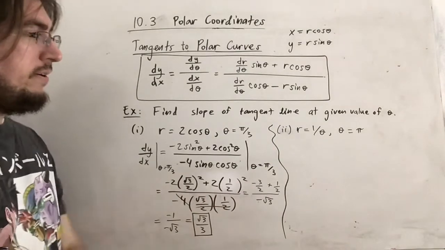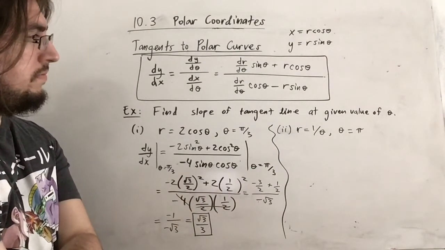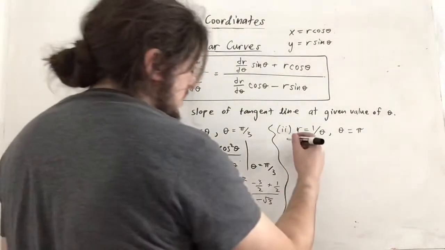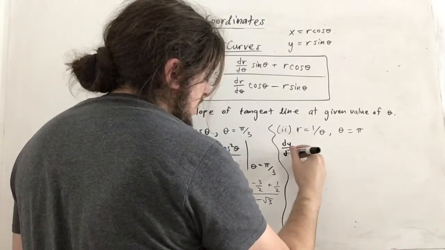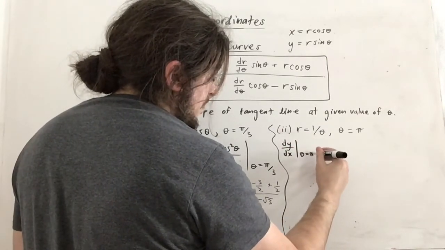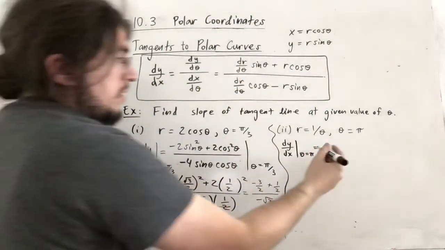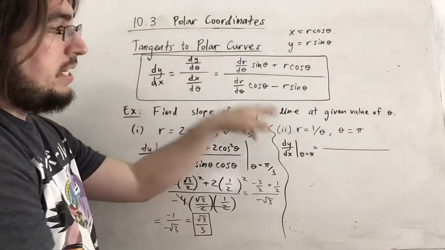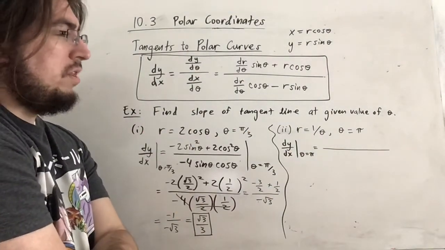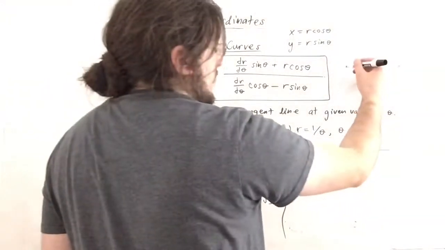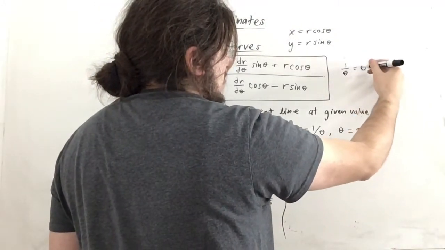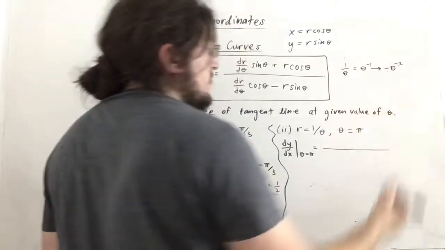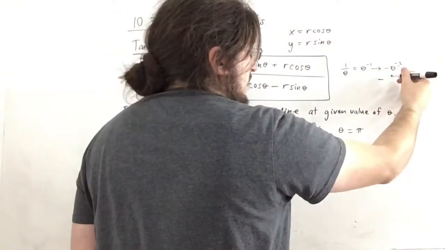Now the second one here, well, let's see if we can follow it in the same way. I know it's kind of cluttered, but let's see what happens. So we have dy over dx, and then we're going to plug in theta equals pi. Now again, following this formula, we have this pretty long fraction, I think. dr d theta, derivative of 1 over theta. Well, 1 over theta is, let me write it over here. 1 over theta is theta to the negative 1, and its derivative is negative theta to the negative 2. So a way of writing this is negative 1 over theta squared.